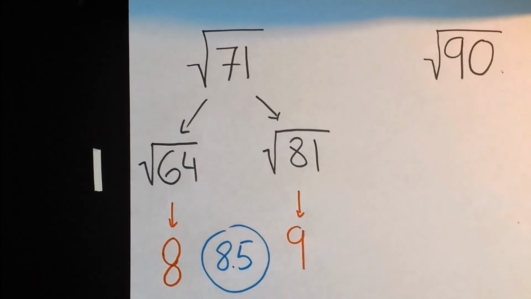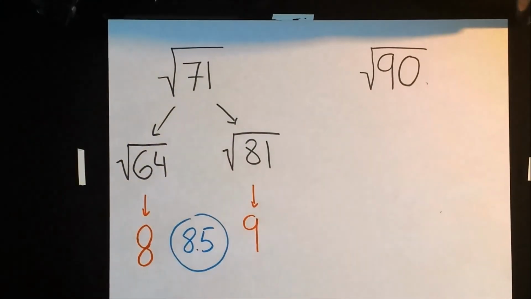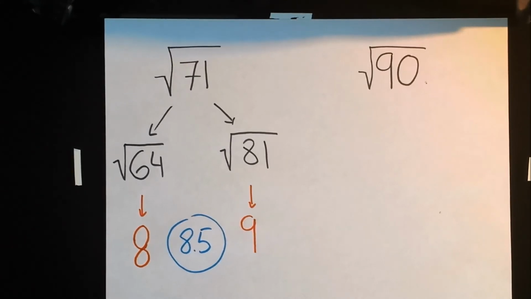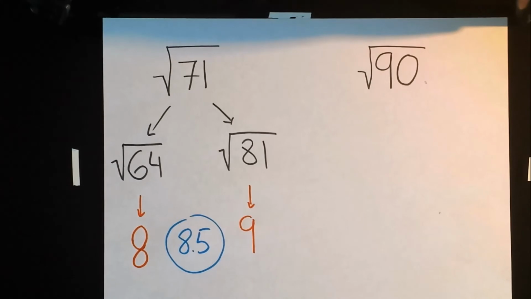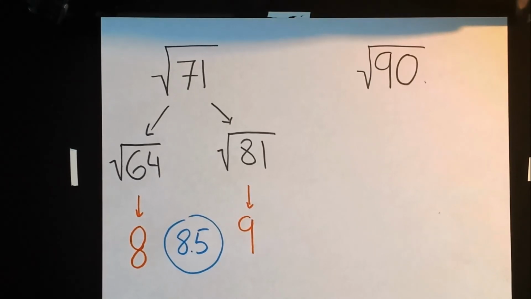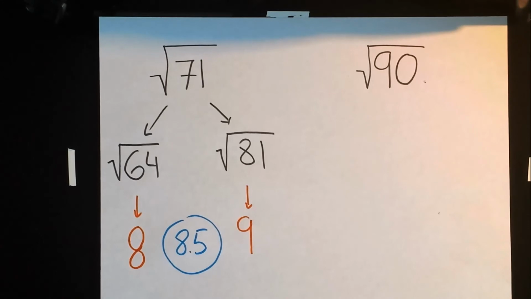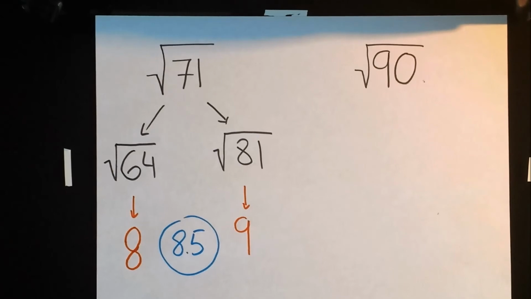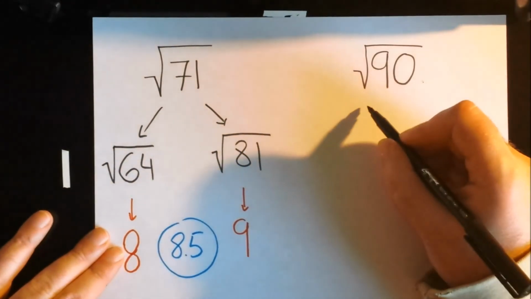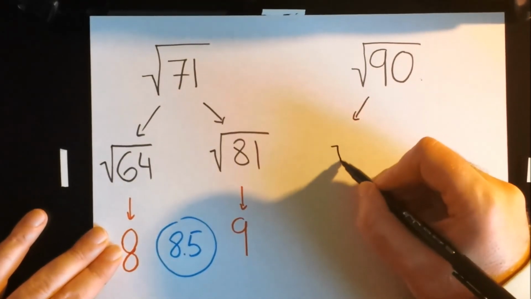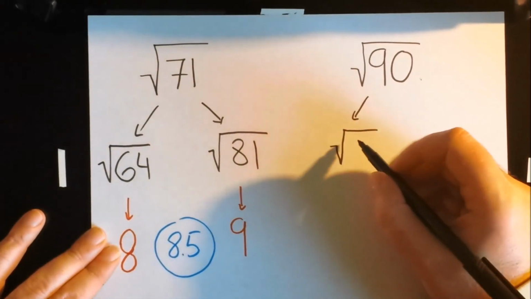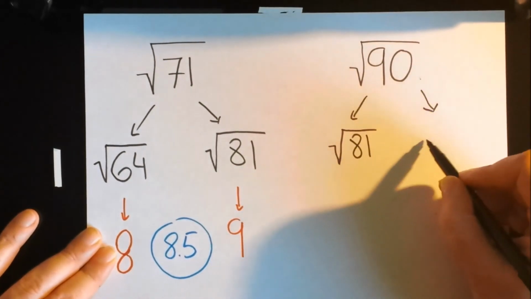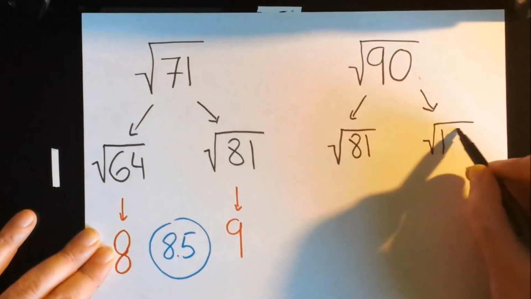Let's try the last one. 90 is not a perfect square. Again, no two identical integers can get us 90 when multiplied. I mean, yeah, there's 9 times 10, there's 2 times 45, but no two identical integers. So what are the two closest perfect squares? One below, one above. If you said the one below is 81 and the one above is 100, I would agree with you, totally.